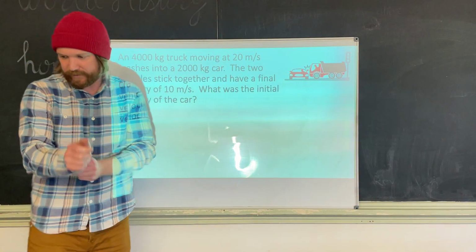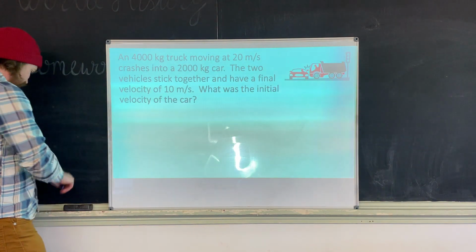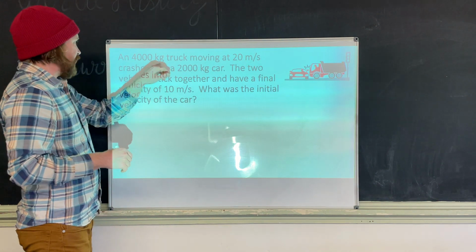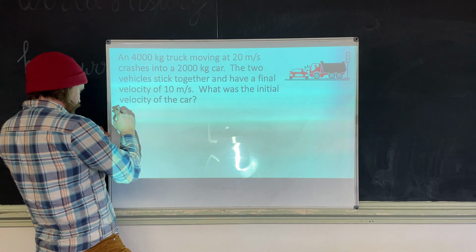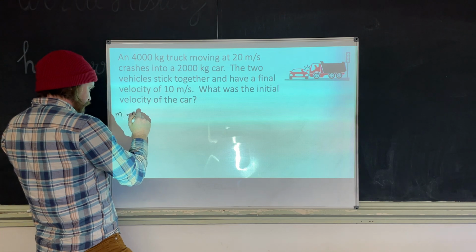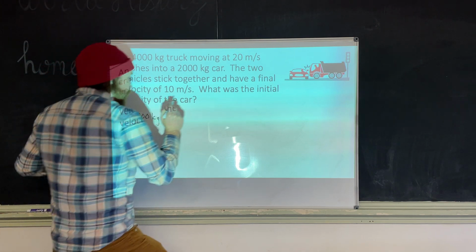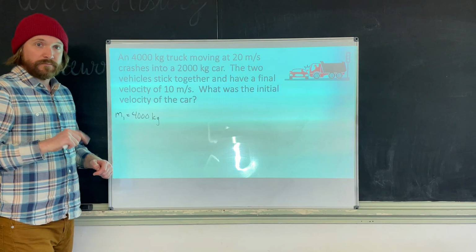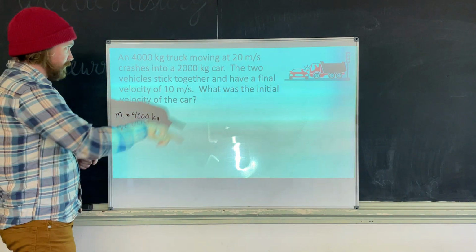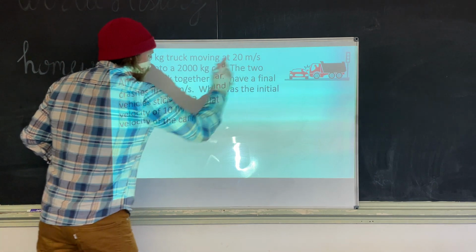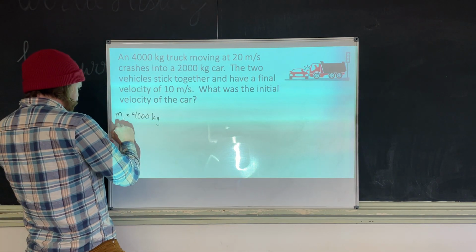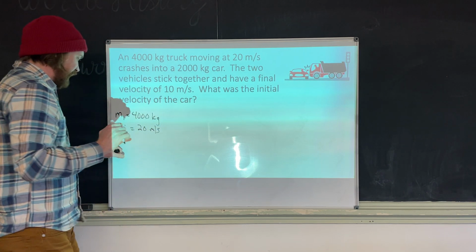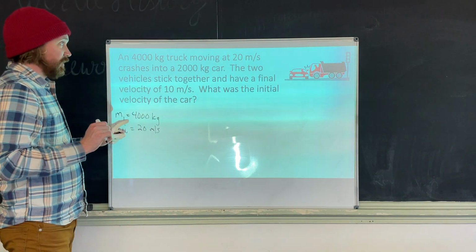All right, last but not least, we have trucks and cars smashing into each other. Let's see how to do this. We have a 4,000 kilogram truck. So mass 1 is 4,000 kg. You know what? Why don't you pause the video here and see if you can solve this one by yourself. Did you get an answer? Let's check. The 4,000 kilogram truck is moving at 20 meters per second. So V1 initial is 20 meters per second. That is the initial velocity of the truck, which we're calling M1.